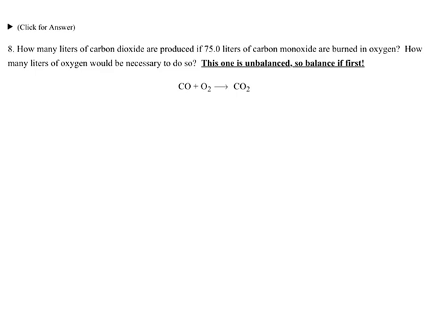Number 8, this one's not balanced. Let's go ahead and balance it first. I see that there's 1 carbon, but there's 3 oxygens and 2 oxygens. So we need to get rid of that odd number of oxygens on the left. The easiest way to do that is probably to throw a 2 right there. That'll give me 2 carbons, so I'll have to put a 2 here as well. And that actually will give me 4 oxygens on both sides, so the whole thing is balanced.